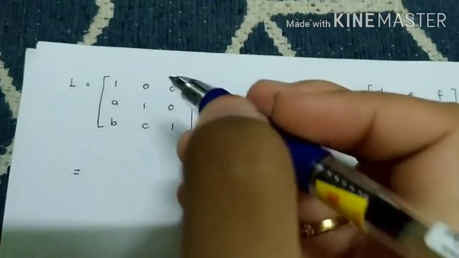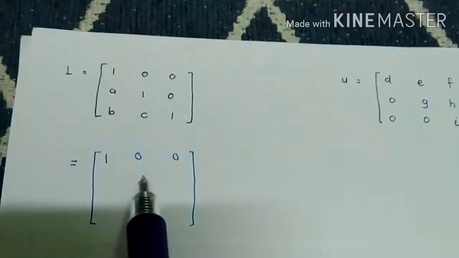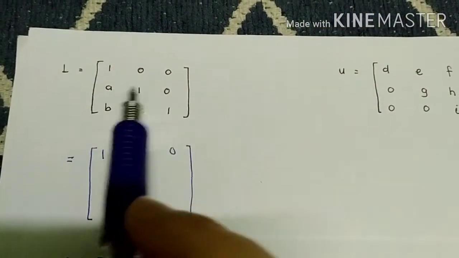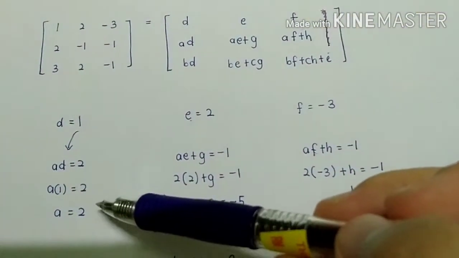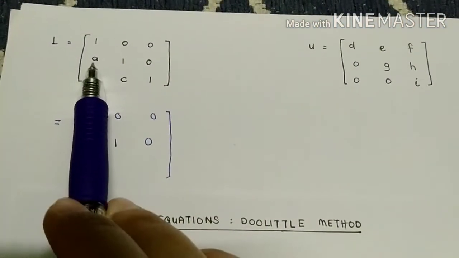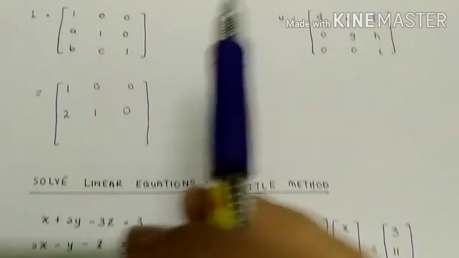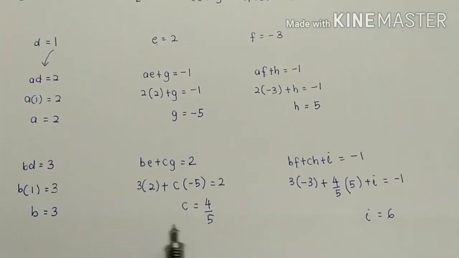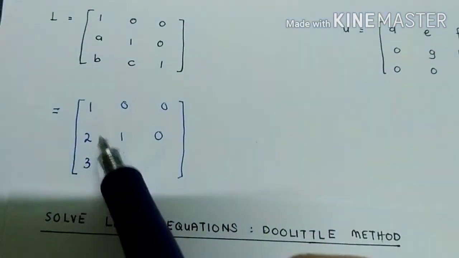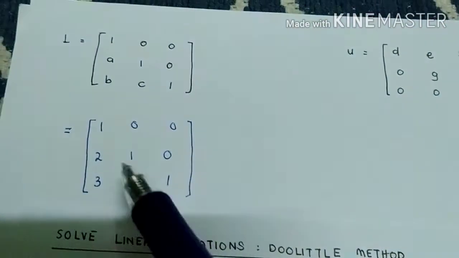So matrix L equals 1 0 0, A 1 0. The value of A is 2, so we write 2, 1, 0, and then B, C, 1. Our B is 3 and C is 4/5. So 3, 4/5 and 1. So this is our matrix L.